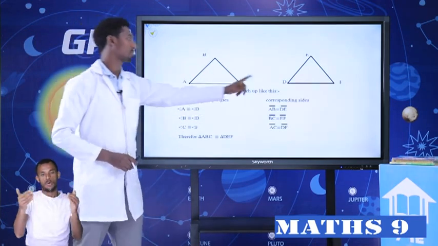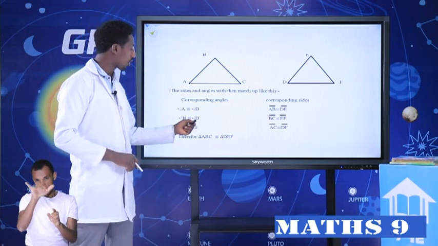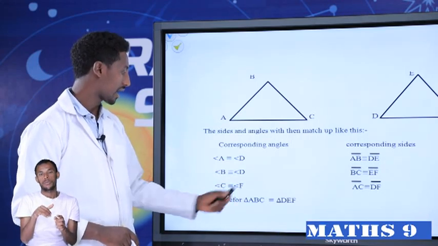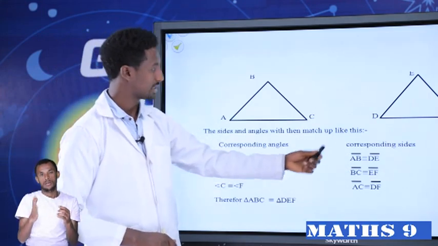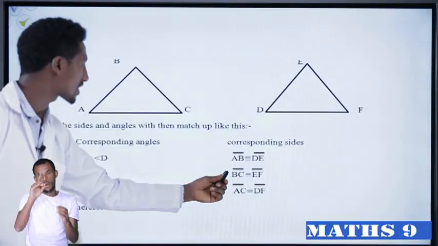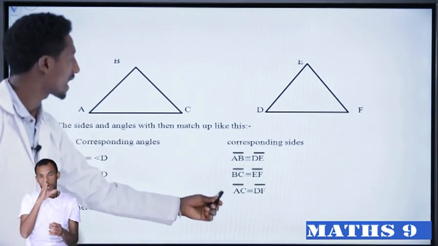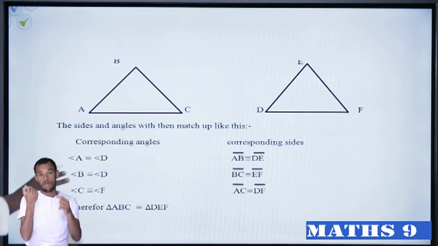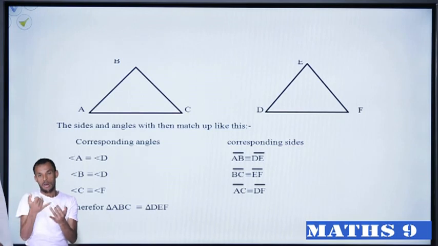Angle A must be congruent with angle D. Angle B must be congruent with angle E. And angle C must be congruent with angle F. And also the corresponding sides: side AB must be congruent with DE, side BC must be congruent with EF, and side AC must be congruent to DF. Any two triangles are congruent if they satisfy these conditions.